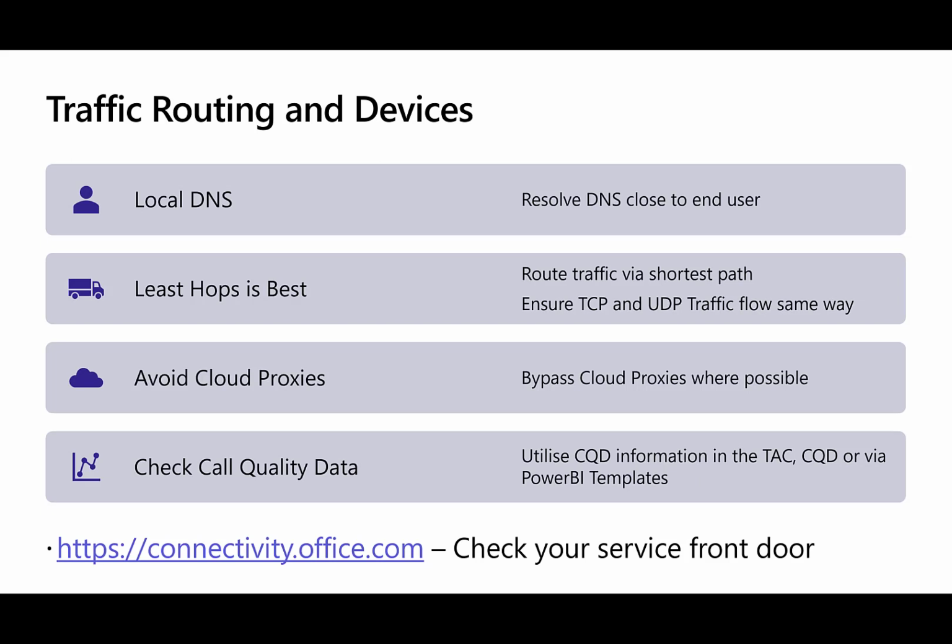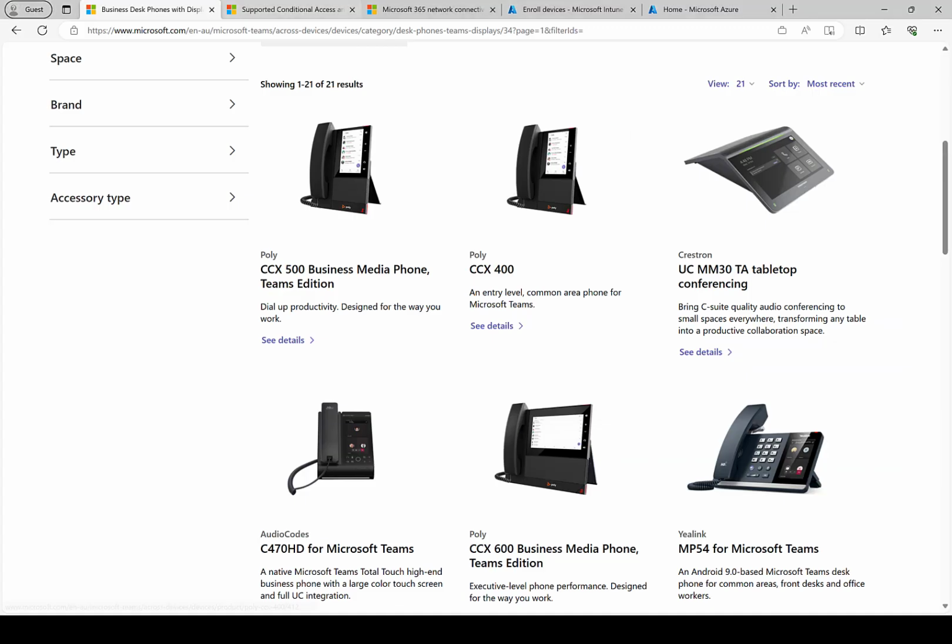But once you've got access to them, that gives you a wealth of information that's pulled from the CQD and presented in a much easier to digest and understand form that you can utilize to troubleshoot and figure out potentially where problems may be occurring within your network, and you can also share that information internally with others as well. We've also got our connectivity.office.com test tool there. If you've not seen this before, I'll just show you what it looks like in a second.